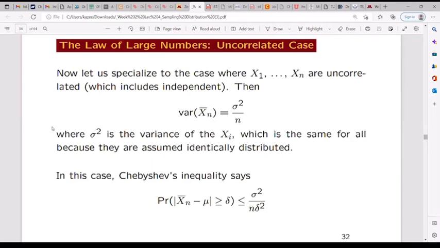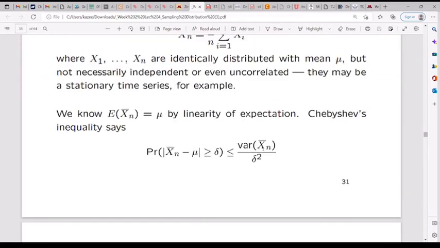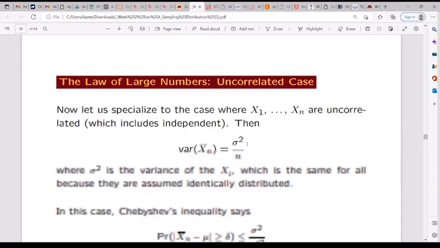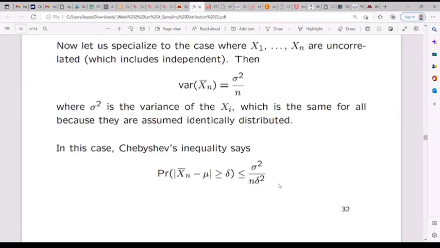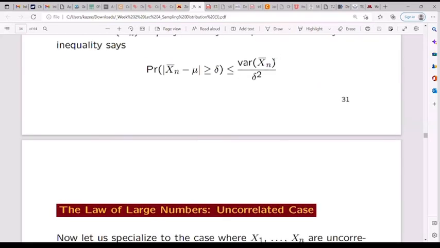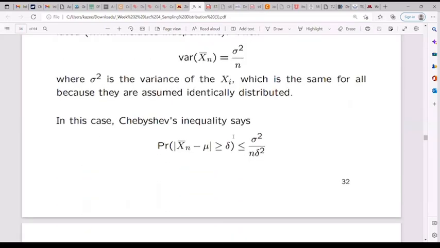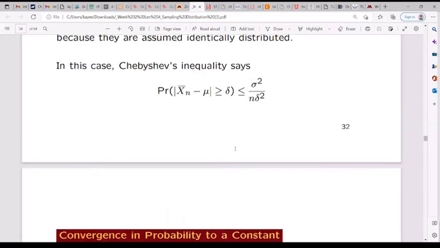So the variance, don't forget, the variance of the mean is sigma squared over n. If I plug that in here, I'm actually going to get this guy here. Look at that. Sigma squared divided by n delta squared, because the variance of x bar, don't forget, is sigma squared over n, and that's exactly what we get here now, right? So take a look at that.